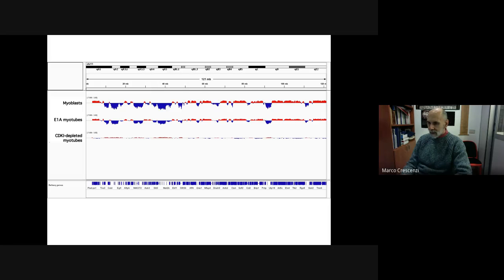Okay, so I can tell you what we know about this. I don't have definitive answers, of course, or I would have told you. But we ask the question: what's the basis of the difference between E1A reactivated and CKI depleted myotubes? What's the basic state of a myotube? Does it have, or does it not have, the ability to mount a DNA replication timing?